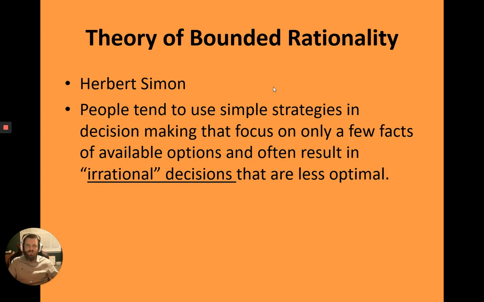So one of the things here, this is a pretty important theory of this Unit 5 on cognition. It's from Herbert Simon, and it's called the theory of bounded rationality. What's taken place here is people make a decision, oftentimes an irrational decision. It's a less than optimal decision, so it wasn't you at your best by any means.